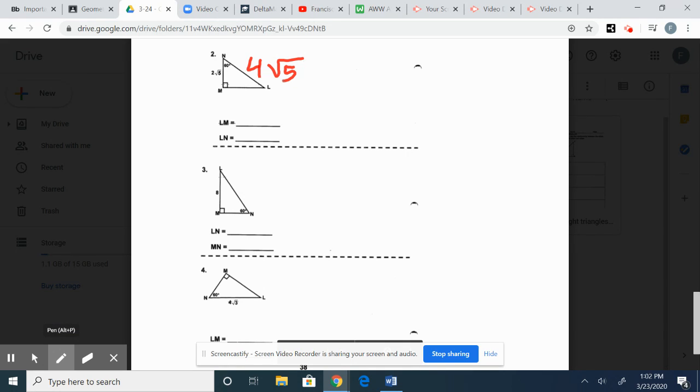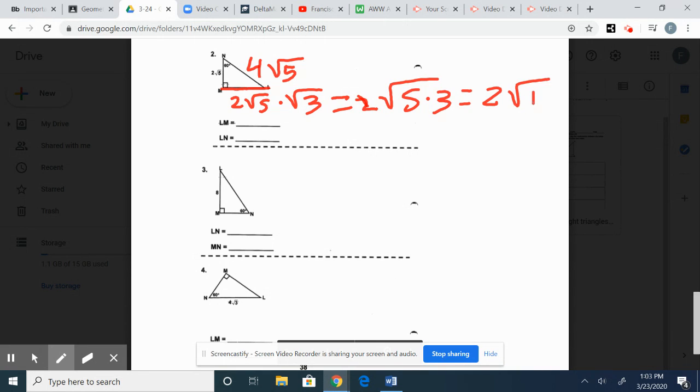And then to find our medium side, opposite of 60, we are going to add a square root of 3. But since we already have a square root, what we're going to do is multiply 5 times 3, which is 2 square root of 15. So LM is 2 square root of 15, and LN is 4 square root of 5.